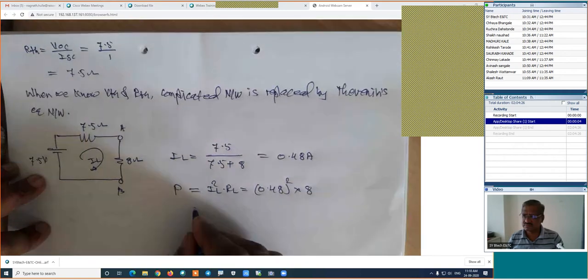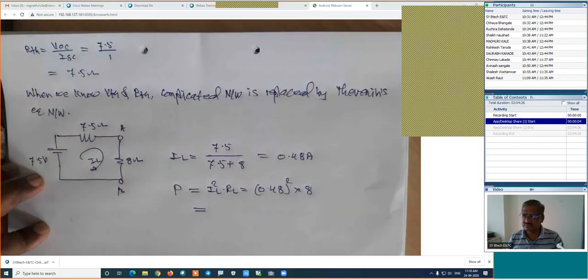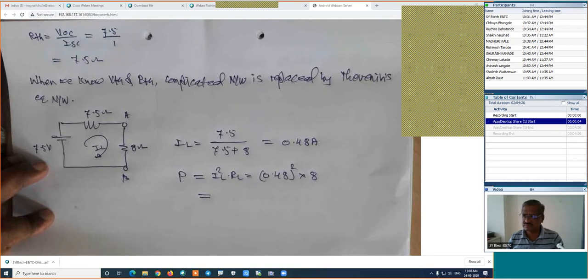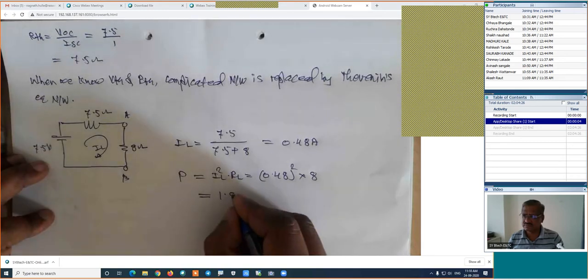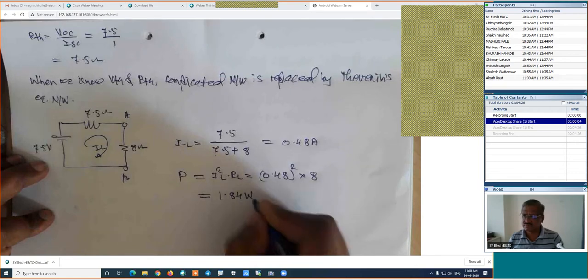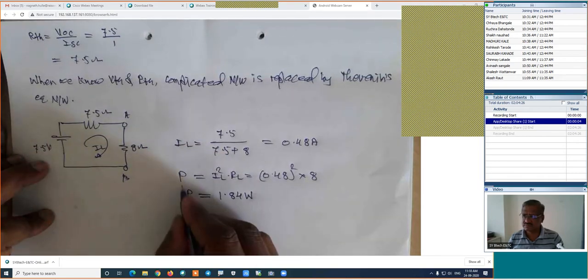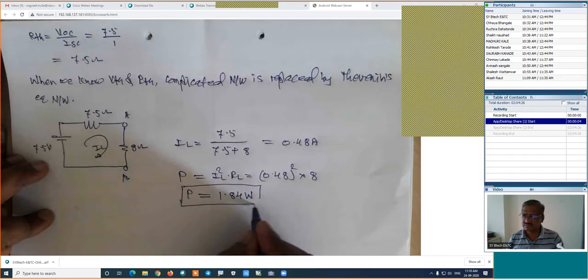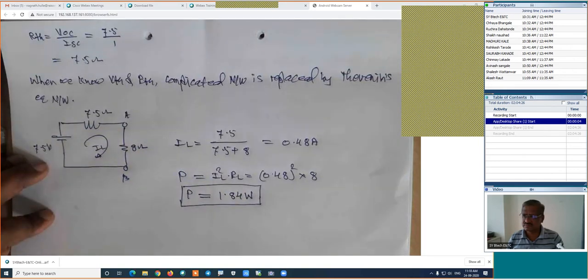How much is the power transfer? 1.84 watt is the power transferred to the load, and thus we have calculated it by using Thevenin.